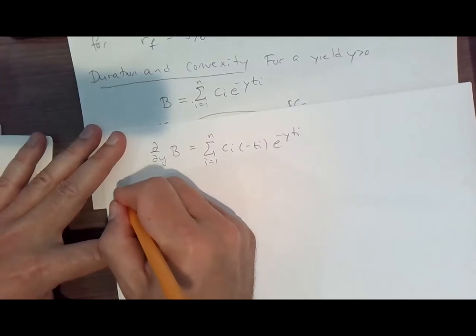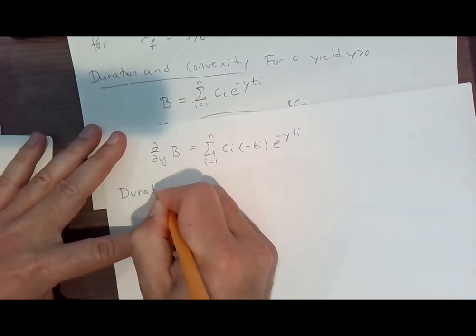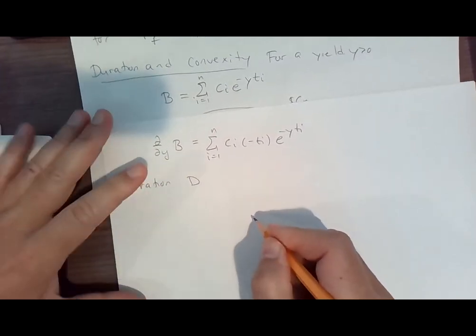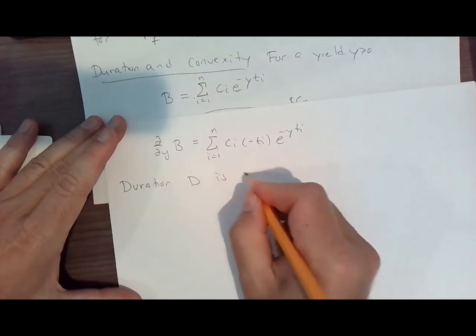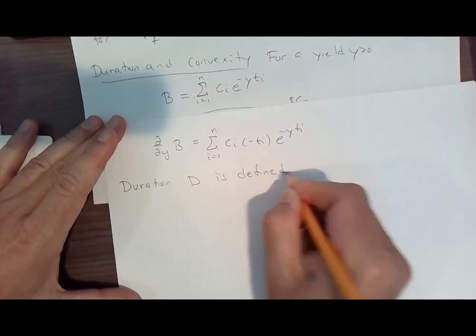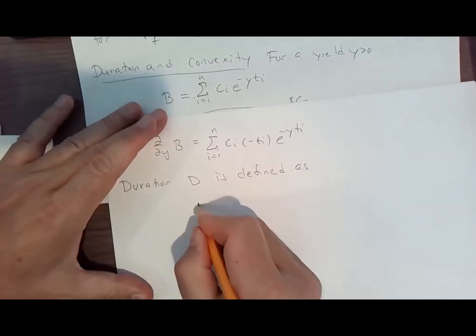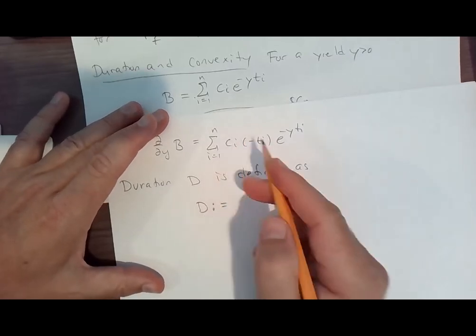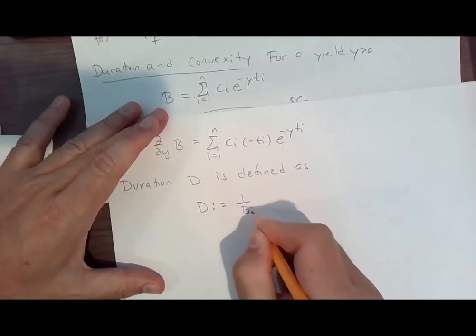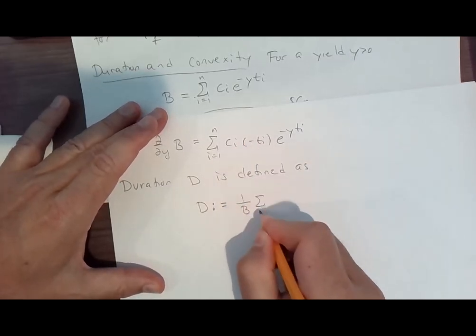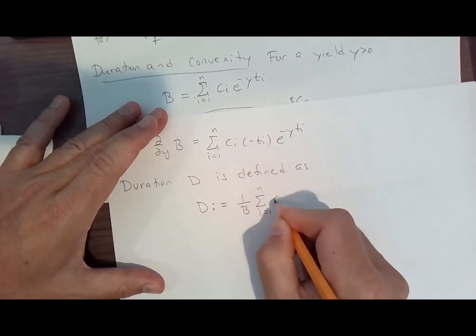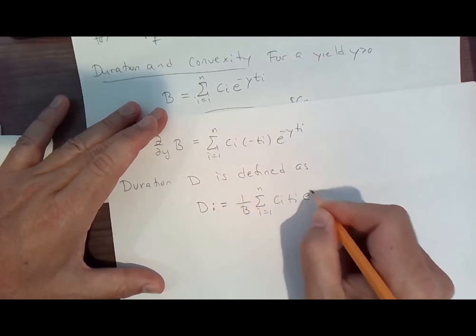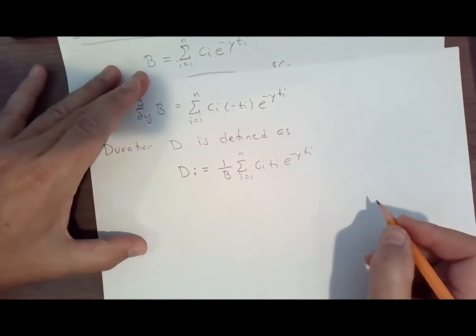The duration D, this is defined as this expression you have up here divided by B. So B, and drop the minus sign. So CI, TI, e to the minus y TI. It is this coefficient.